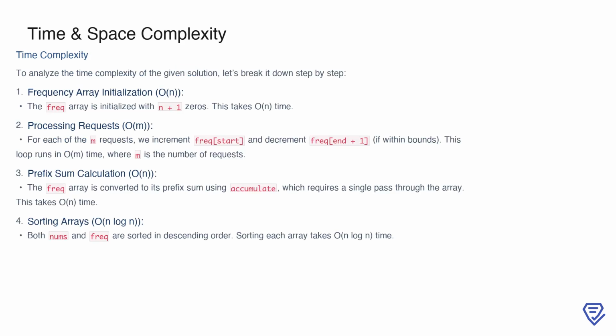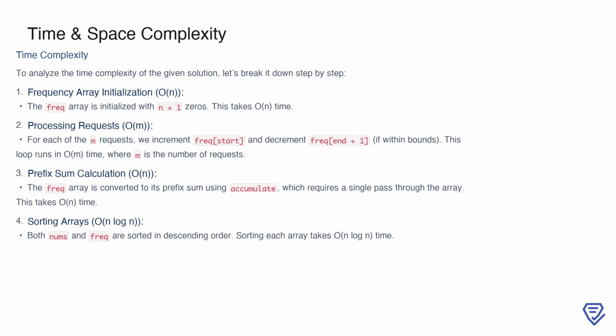To analyze the time complexity of our solution, we start by breaking it into its individual components. First, the initialization of the frequency array takes O(n) time since we create an array of size n plus 1 and fill it with zeros. Next, we process the requests. For each of the m requests, we increment the start index and decrement the n plus 1 index of the frequency array, which takes O(m) time overall.